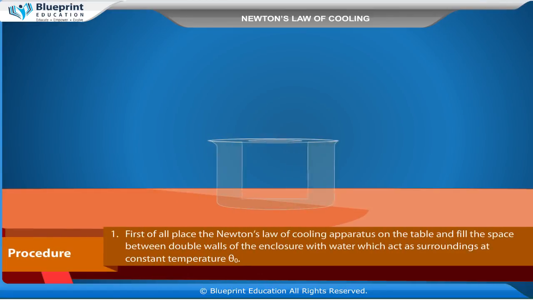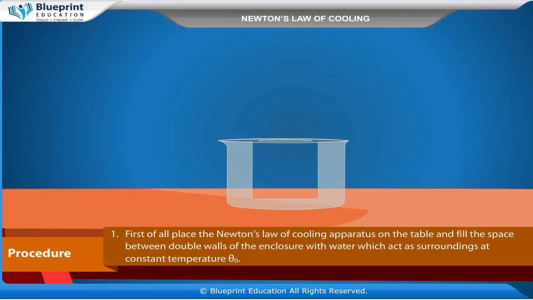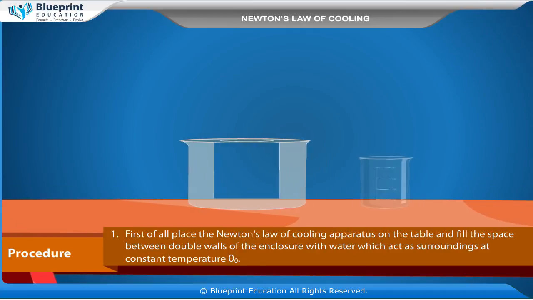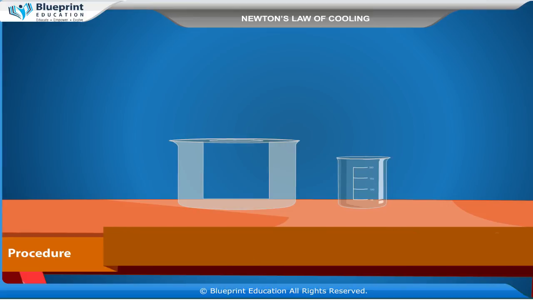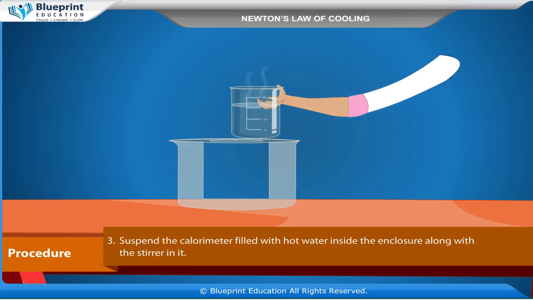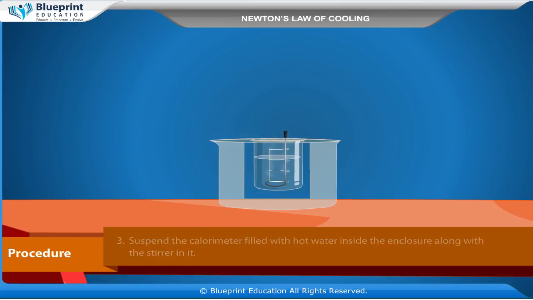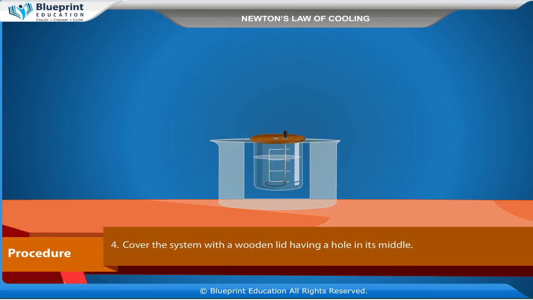Procedure. First of all, place the Newton's law of cooling apparatus on the table and fill the space between double walls of the enclosure with water, which acts as surroundings at constant temperature θ0. Fill the calorimeter 2/3 with hot water having temperature about 80 degrees Celsius. Suspend the calorimeter filled with hot water inside the enclosure along with the stirrer in it. Cover the system with a wooden lid having a hole in its middle.